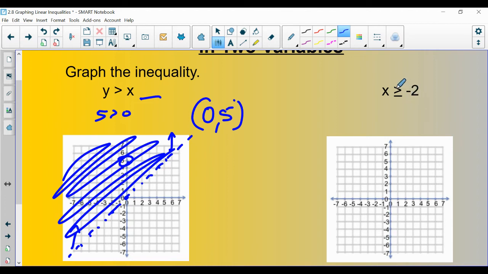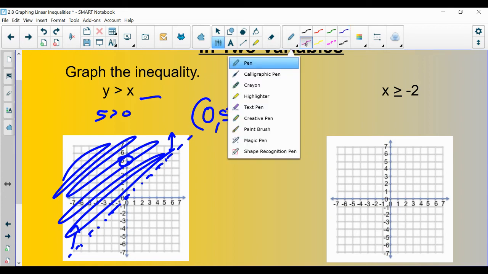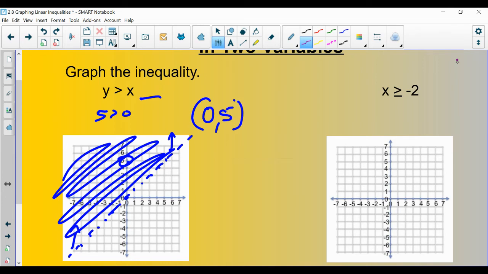Next example, x is greater than or equal to negative 2. This is kind of a callback. Let's see if you guys remembered how to do this. What I instructed you guys to do when you have just x equals a number or y equals a number is to make a t-table.